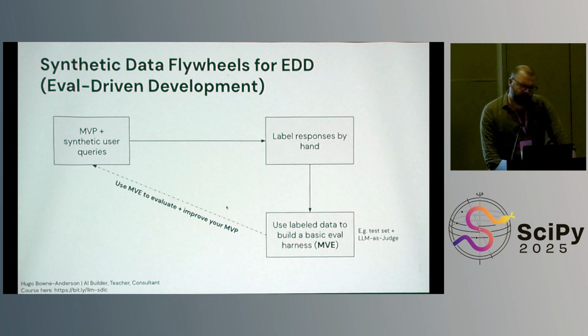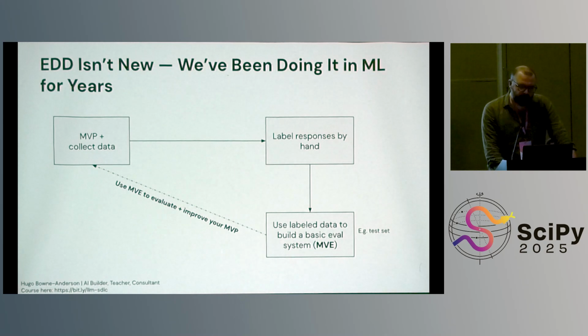Now, once again, this should look familiar. This is exactly what we've been doing in machine learning for years now, where you have an MVP and collect data, label responses by hand, use labeled data to build a basic eval system, a test set, right? And then use it to improve your MVP. Now, people who attended my tutorial yesterday will know that this has happened a lot in my work and the work of my colleagues.